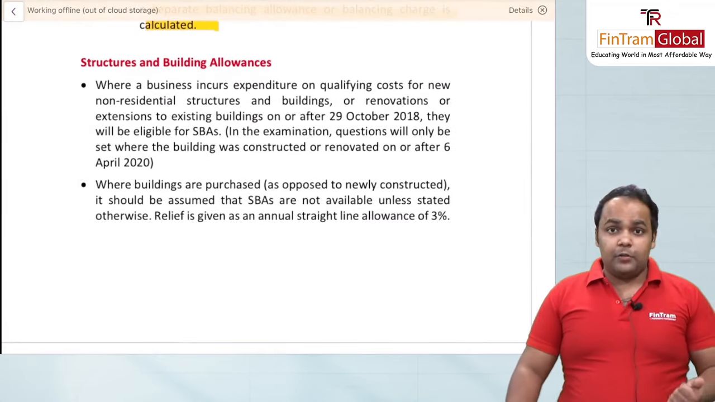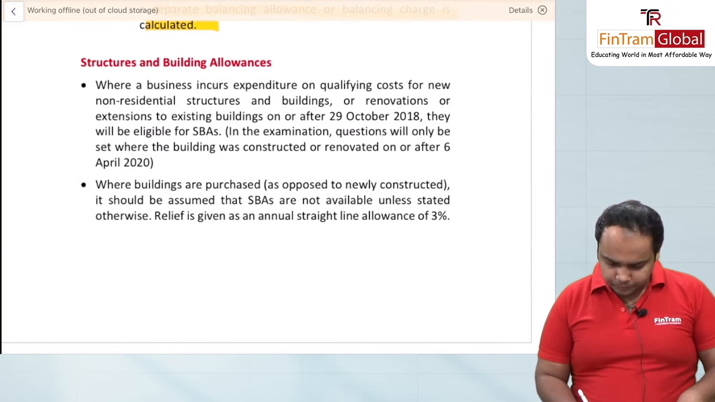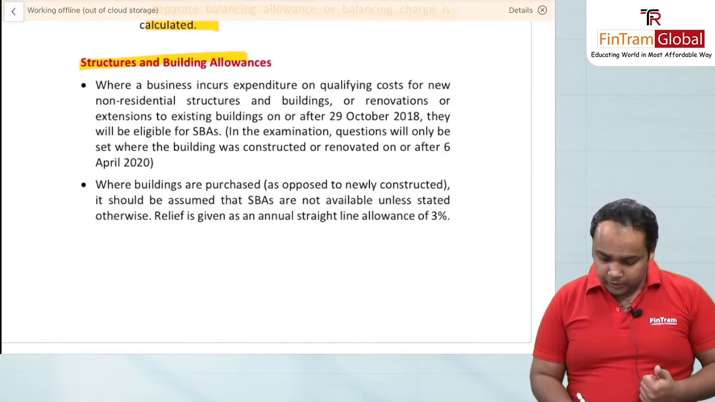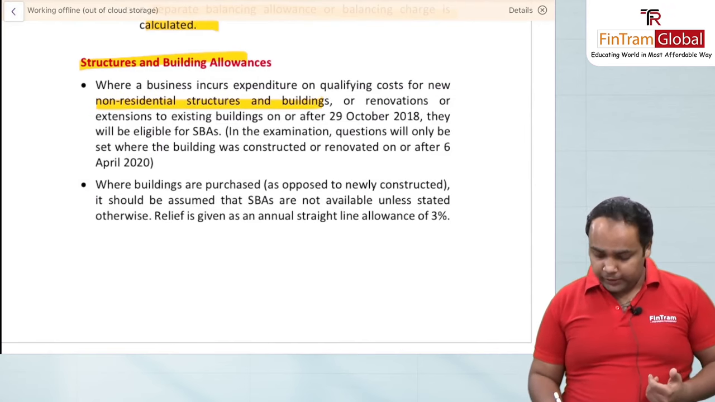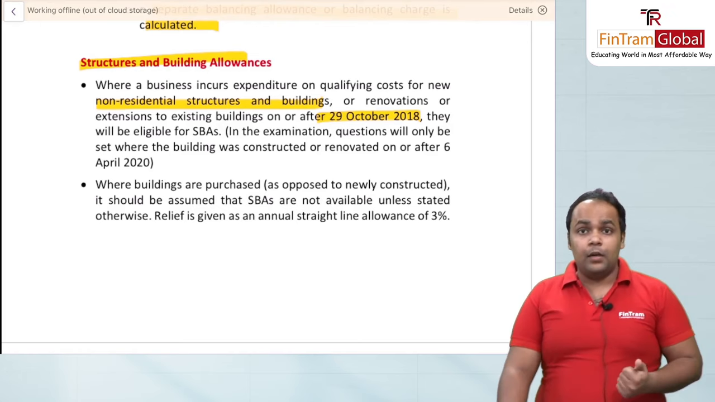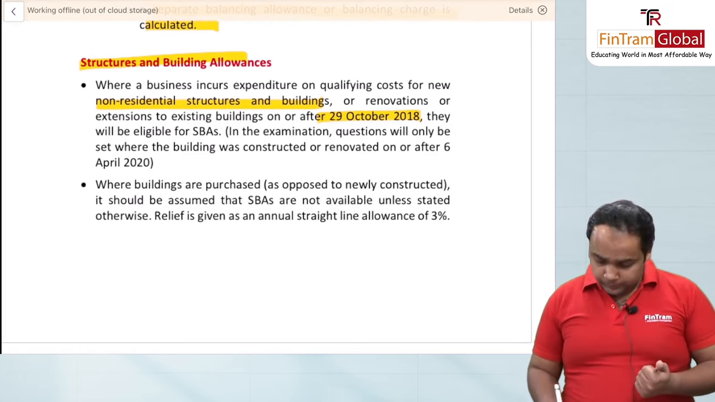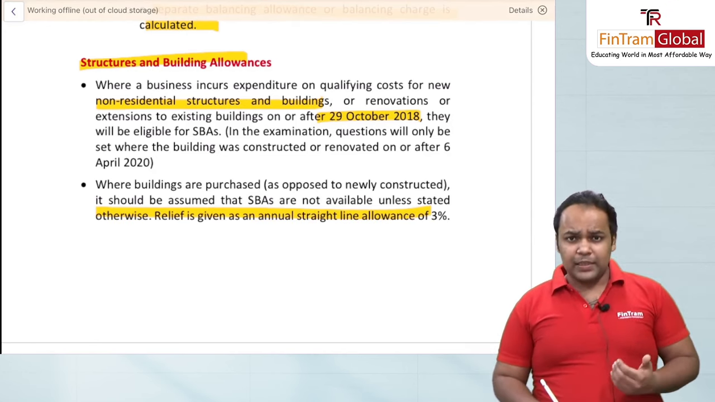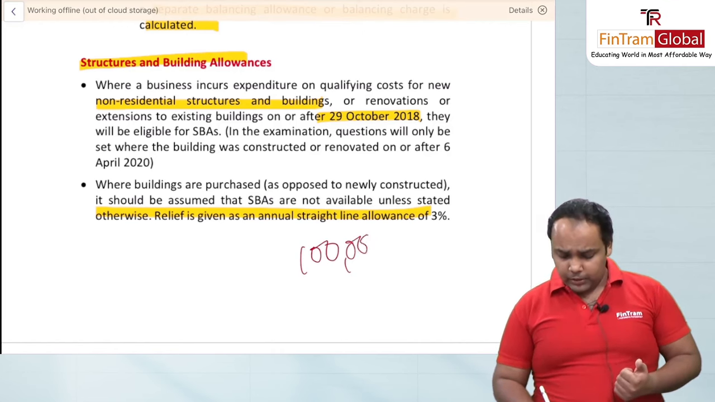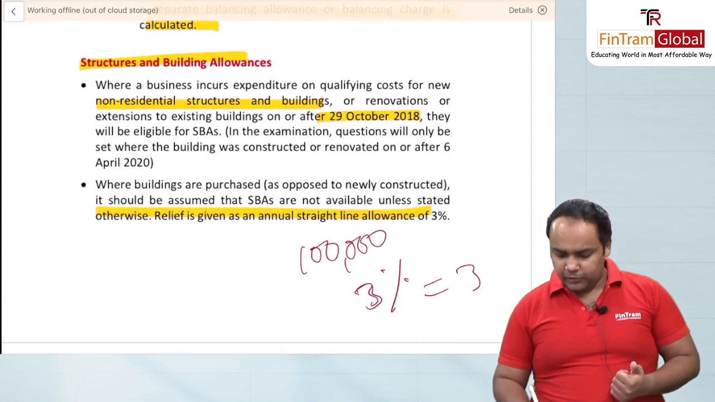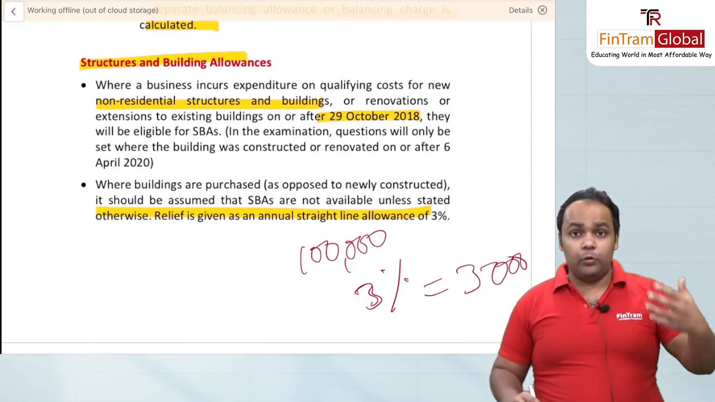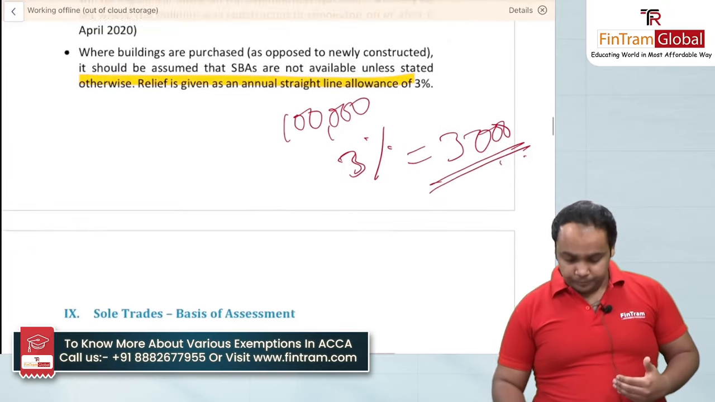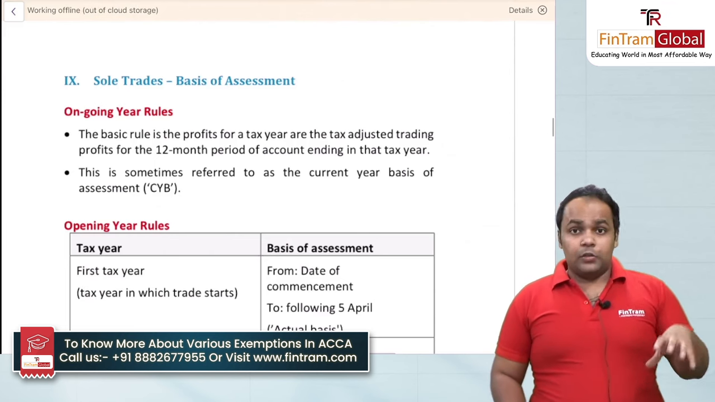Coming to structures and buildings allowances, guys, again, very, very important. We learned that these are capital allowances incurred on non-residential structures or buildings or renovations after 2018. They are given a fixed rate allowance, an annual straight line allowance of 3%. So if they are, say, bought at 100,000, they will be given a 3% allowance every year. That is 3,000 every year. Even if the ownership of the asset changes from one person to another, this will remain the same no matter what.